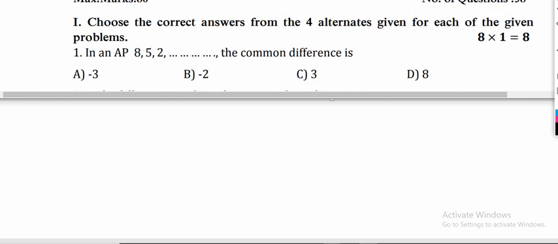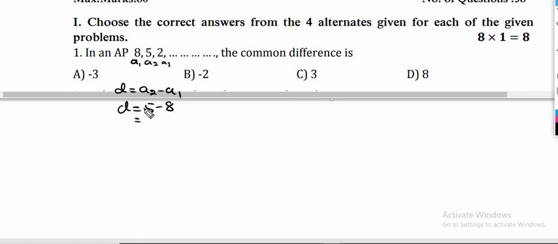In an AP, 8, 5, 2, so the common difference is... they asked to find out the common difference here. For finding the common difference, you observe this one is A1, this is A2, this is A3. So for finding the common difference, d is equal to A2 minus A1. Therefore d is equal to 5 minus 8.